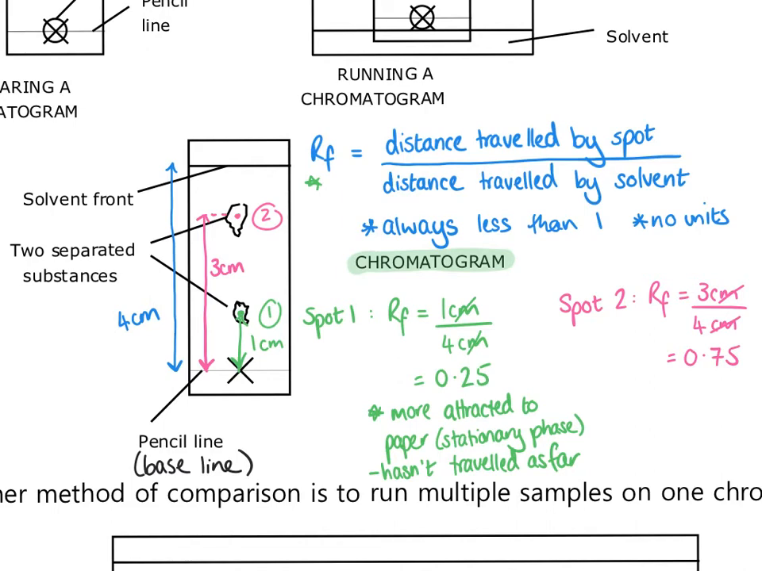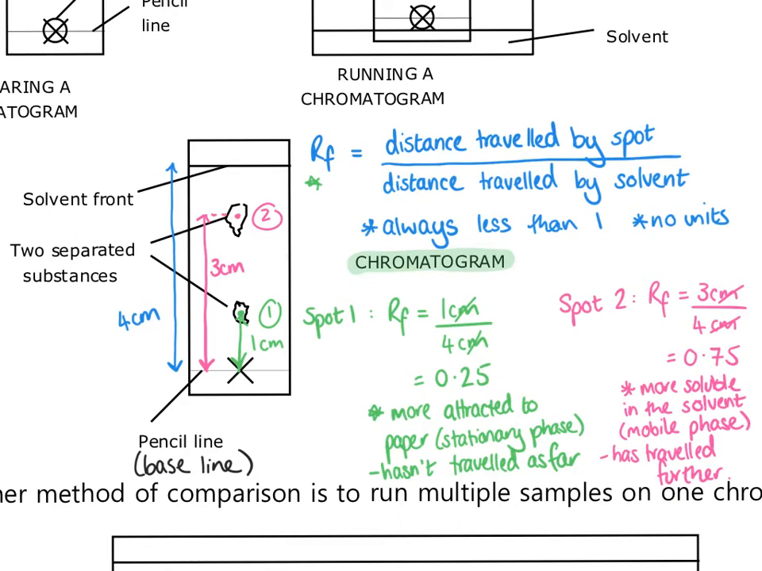So spot 2 is more soluble in the mobile phase, which is our solvent, which in this case was water. How can I tell that, by simply looking at the diagram? Well, I can tell that because it's travelled further up the paper, and also it has the higher RF value. So the spot with the higher RF value will be more soluble in the mobile phase, which is the solvent. So from this diagram we can interpret a lot by how far the different spots have travelled up the paper.